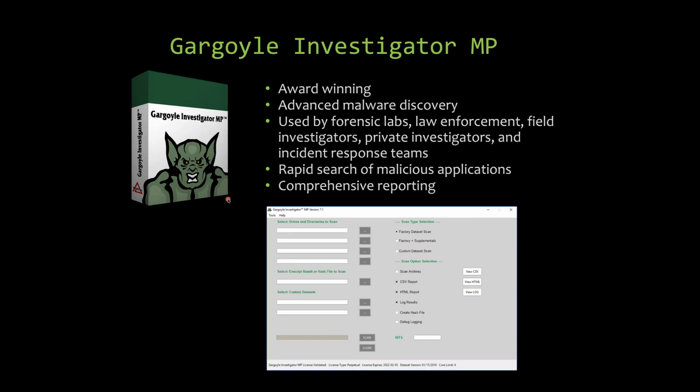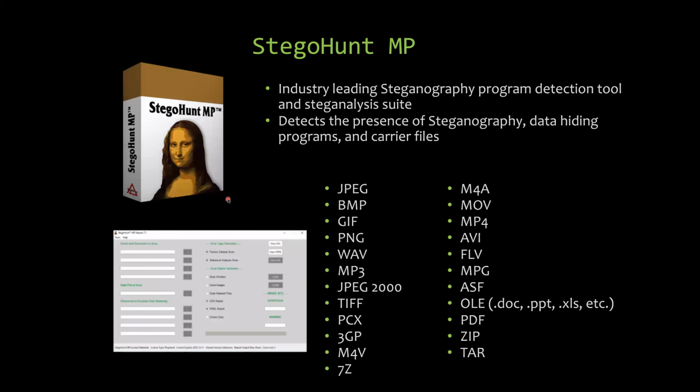Moving over to Stego Hunt. Stego Hunt MP is our steganography program detection application and steganalysis suite. Stego Hunt effectively detects the presence of both steganography and data hiding programs, as well as carrier files. This application was designed to give the user several options regarding the configuration of a scan.